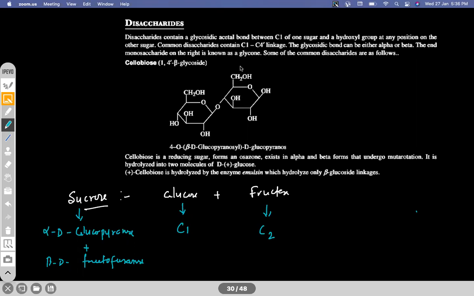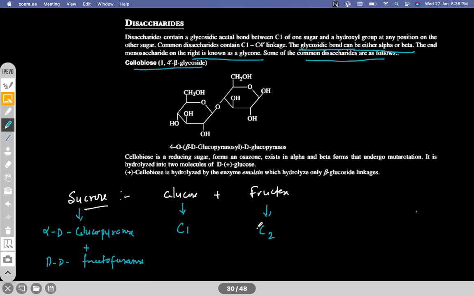So here what happens, you see, this bond, C1 and C4 we have, the bond is called glycosidic bond, can be either alpha or beta. The end monosaccharide on the right is known as glycone. The common disaccharides are as follows. Cellobiose, it is not important, okay, in which we have a 1,4 glycosidic linkage. But here in sucrose, which is important, we have a glycosidic linkage between C1 and C2 carbon atoms, and hence we say sucrose forms by the glycosidic linkage between C1 and C2 carbon atoms of glucose and fructose.